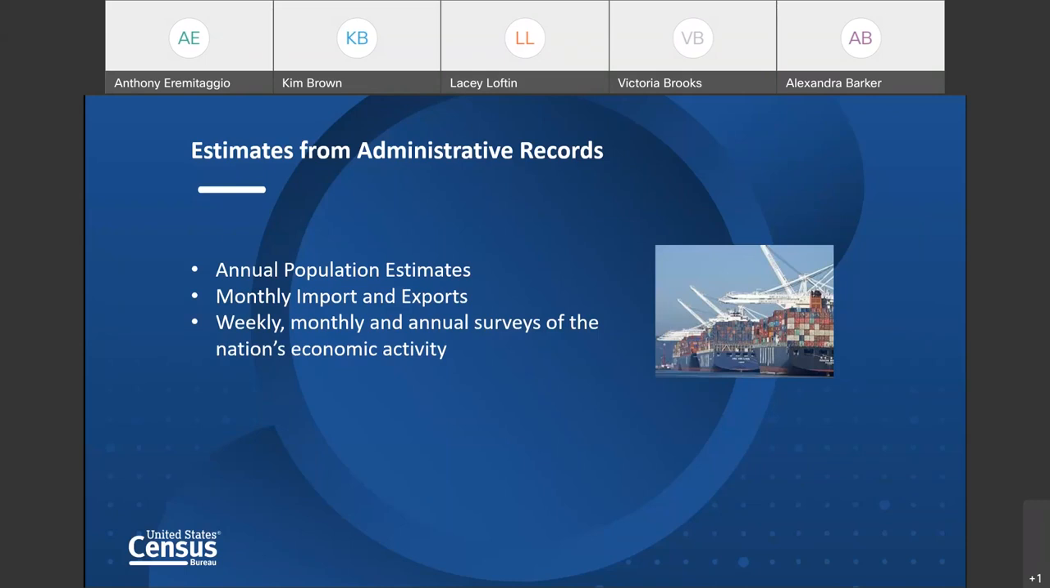Other information for you are estimates from administrative records. We do annual population estimates. We also do monthly import-export figures, and weekly, monthly, and annual surveys of the nation's economic activity. The Census Bureau also produces estimates of the population as well as projections of the population. We provide information on the quantity of imports and exports by country, mode of shipping, and the port they come into. We also conduct various other surveys that provide information on the economic activity and for various economic indicators.